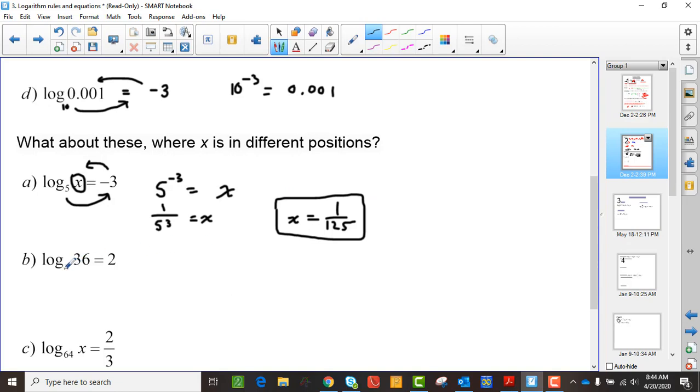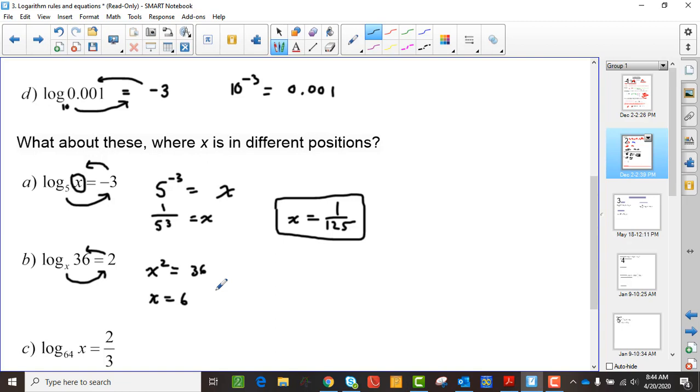Here, we'll take the base, raise it to the exponent, it equals the argument. So x squared is 36. So that means x is 6. Okay, now some of you that are used to solving that would say, well, it's plus or minus 6. Yes, except it's not because logarithms don't have negative bases.